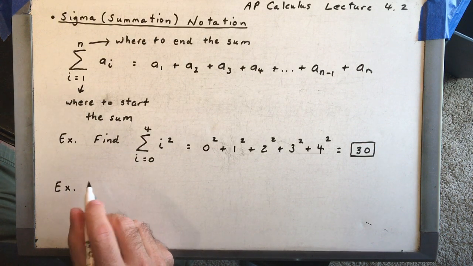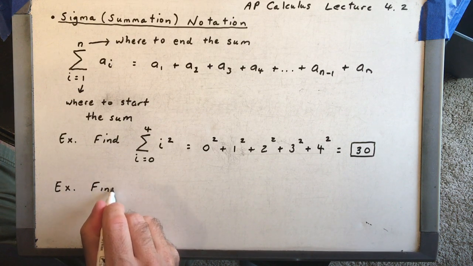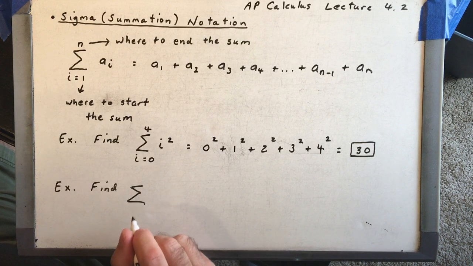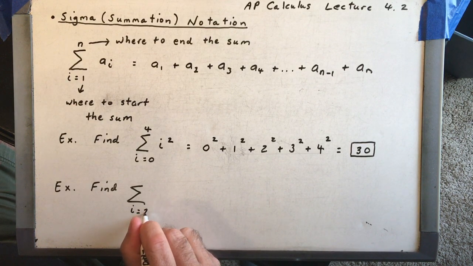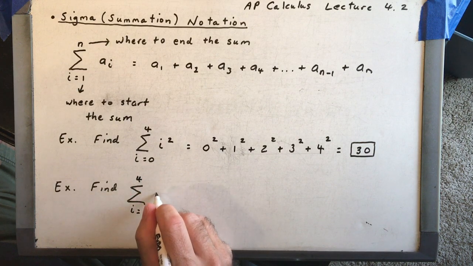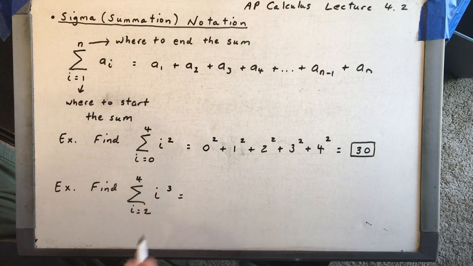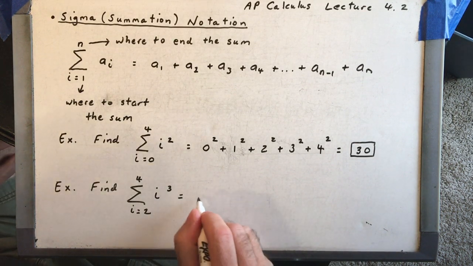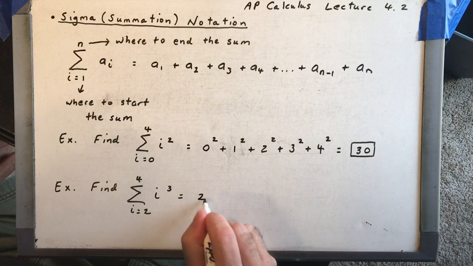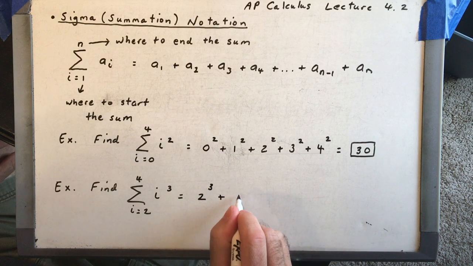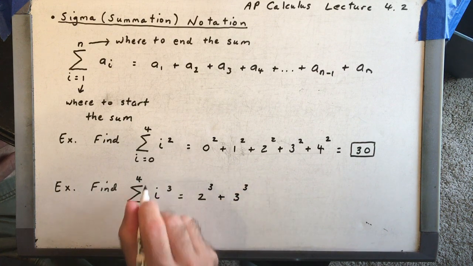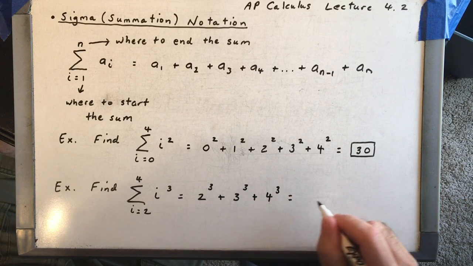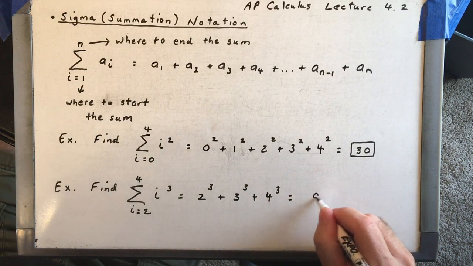All right, let's do another one. Let's find the sum from i equals 2 to 4 of i cubed. Why don't you pause the video and try this yourself? All right, and then we'll come back. So that's going to be start at 2 cubed plus 3 cubed, and then we end at 4, so plus 4 cubed. Calculator's helpful. That is 99.